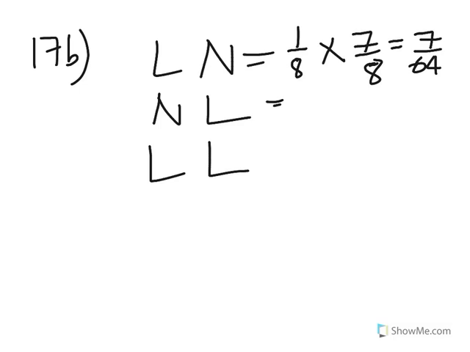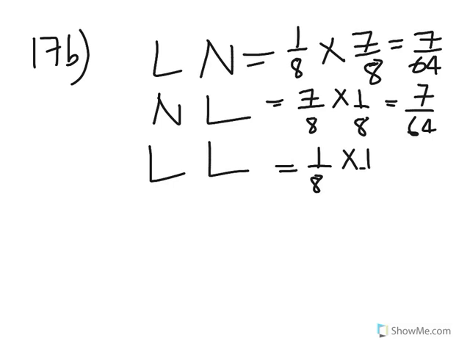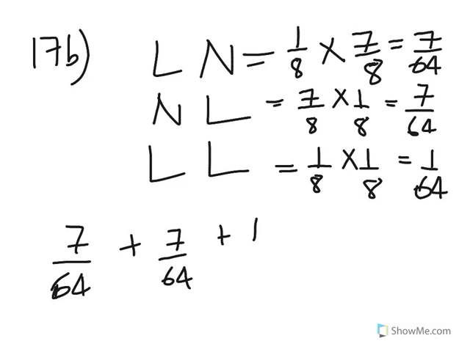Now the same thing over here. The probability of him first being not late is 7 over 8, and the probability of him being late is 1 over 8. Again, that gives you a total probability of 7 over 64. And the probability of him being late both times is 1 over 8 times 1 over 8, which is 1 over 64. Now, adding all of this together, you'll get 7 over 64 plus 7 over 64 plus 1 over 64, which will give you a total probability of 15 over 64. And this is the probability that he's late for at least one of those meetings. At least meaning one or more.